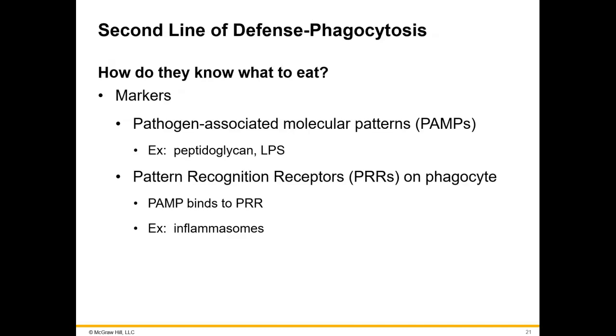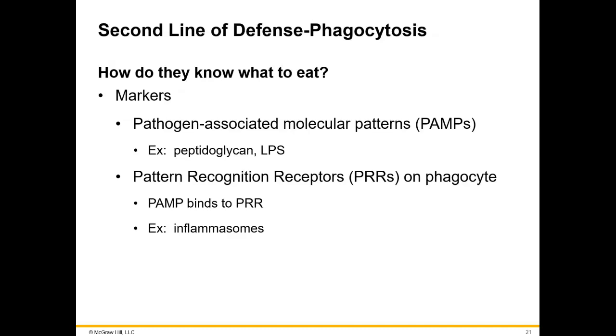And the markers that many pathogens have in common, so kind of a common set of markers, are called PAMPs, or pathogen-associated molecular patterns. PAMPs are not found in mammals, so we don't have them. Good, because this is what our cells are using to recognize something that is foreign. So it's foreign if it has a PAMP.